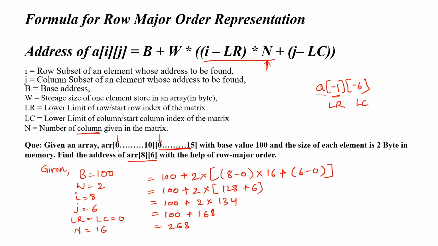You can have confusion in the number of columns and number of rows. If the question is given like 10, 15, then your row index starts from 0 and goes till 9, and the column index starts from 0 and goes till 14. But if the given information is 0 to 10 and 0 to 15, we have a total of 11 rows and 16 columns. In this case, we have exactly 10 as the last row and 15 as the last column.